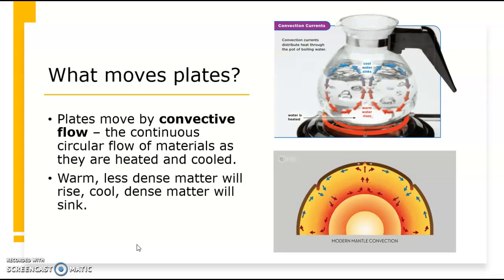What moves the plates? So plates move by convective flow. This is the continuous circular flow of materials as they are heated and cooled. If you see this example here, it's water boiling in a kettle. The water closest to the burner is hotter. This is because the molecules are further apart, and so it's less dense, so it rises up to the top. And the closer it is to the surface, the cooler it's going to be. And then as the water gets cooler, the molecules start to move together, making it more dense. And then it falls back down and gets heated up again in a circle.